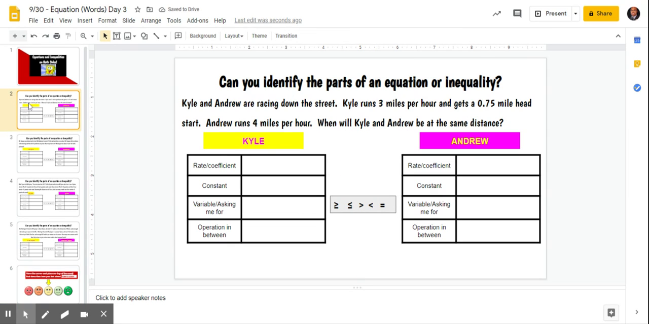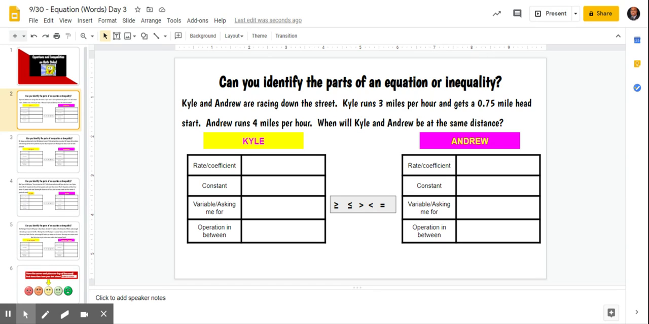Now, slides 2 through 5 are all similar. It says, can you identify the parts of an equation or inequality? You'll notice it looks very similar to yesterday's activity, but this time we have two sides. Yesterday we focused on finding the parts from just one side of an equation or inequality. Today we are focusing on finding the parts from both sides of an equation or inequality.